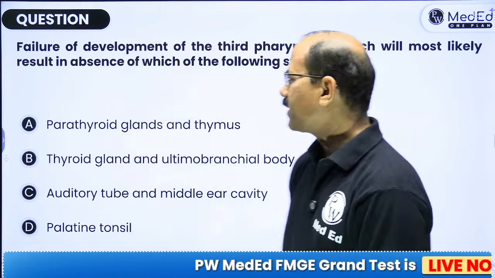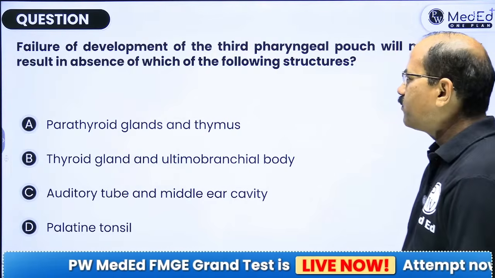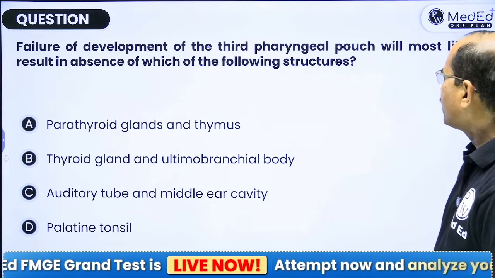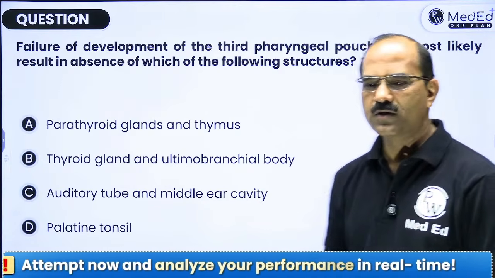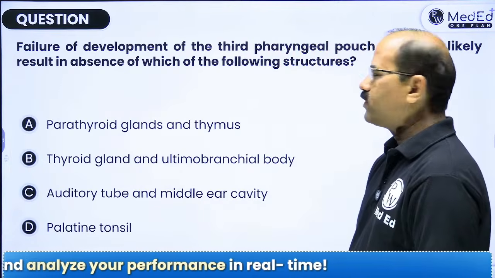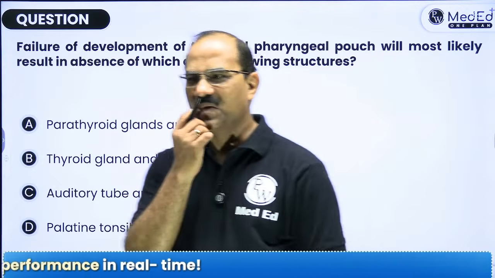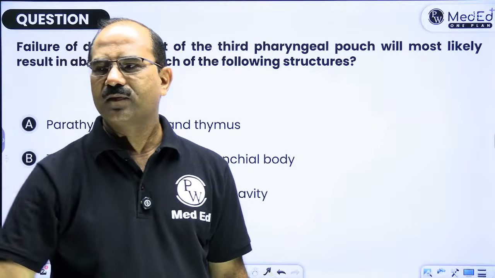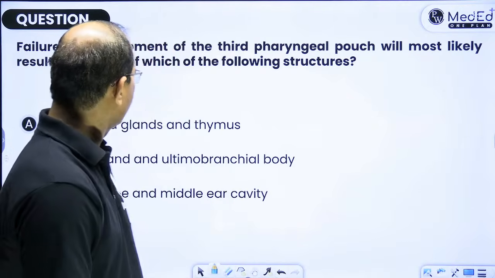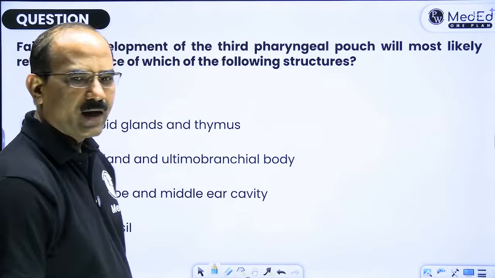Okay, let us begin. Failure of development of the third pharyngeal pouch would most likely result in the absence of which of the following structures? What do you say? So the answer is parathyroid gland and thymus, right?